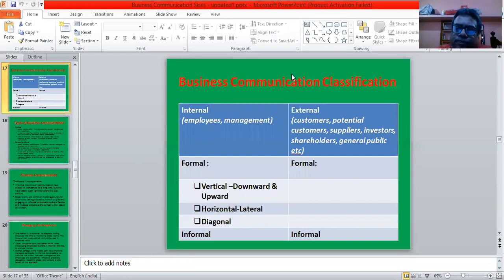external communication. And as the name suggests, even if you have not studied communication, any layman would be able to say that internal communication is that which happens internally within the four walls of the organization amongst people who are direct stakeholders of the organization, like the management and the employees. On the other hand, we also have external communication taking place, and this is the communication that happens amongst the external stakeholders of the organization.